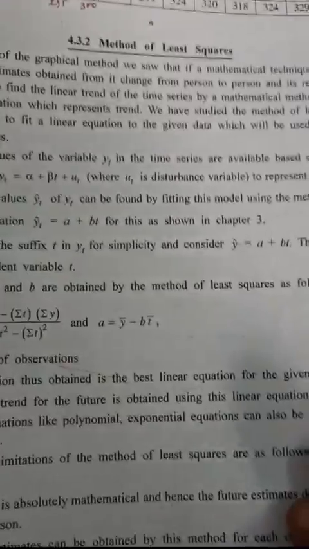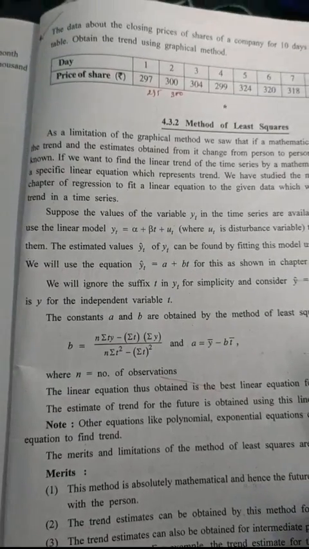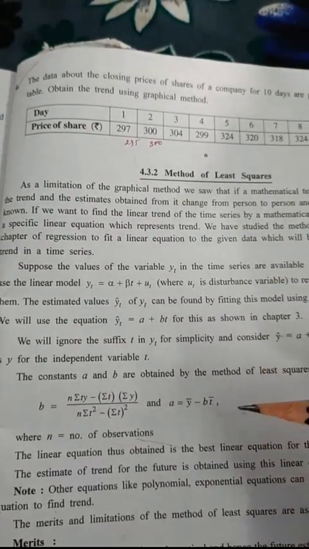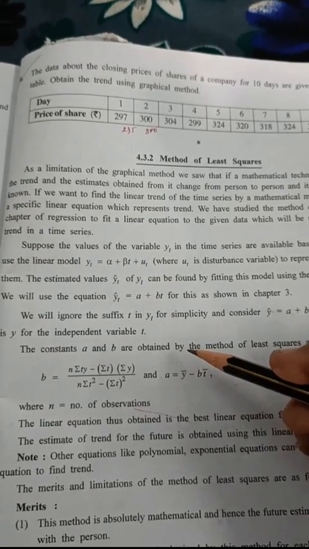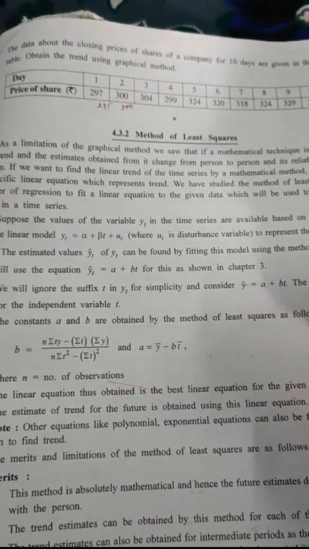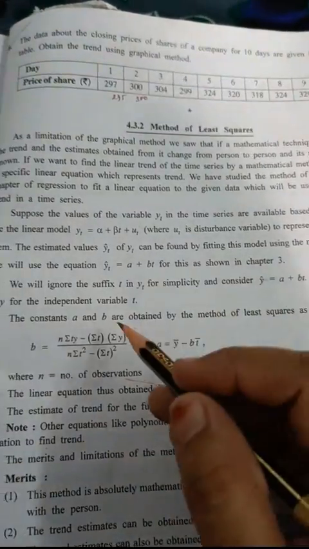Now coming to the method of least squares. In least squares, this is the same method which we did earlier in the chapter, that is linear regression. Okay, linear regression. Why are we using this method? As in graphs we do not have any formulas or calculation, to get a perfect result we are using this method.